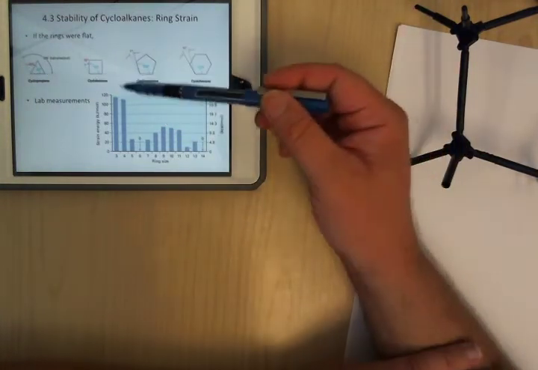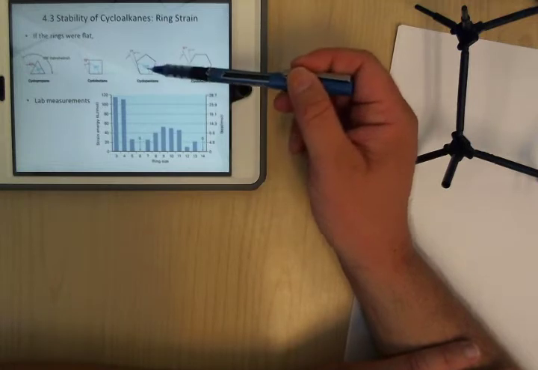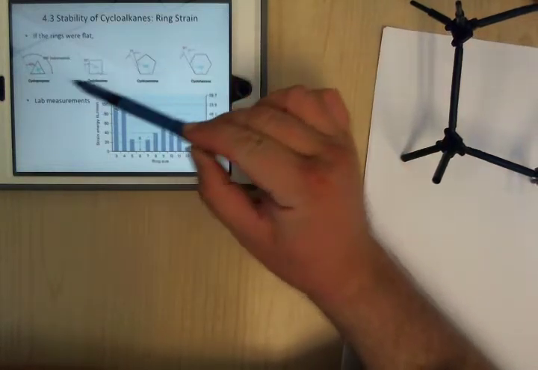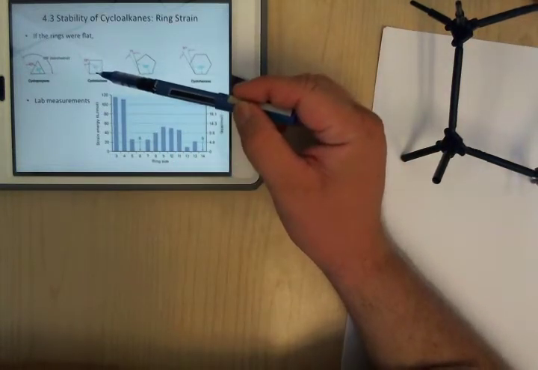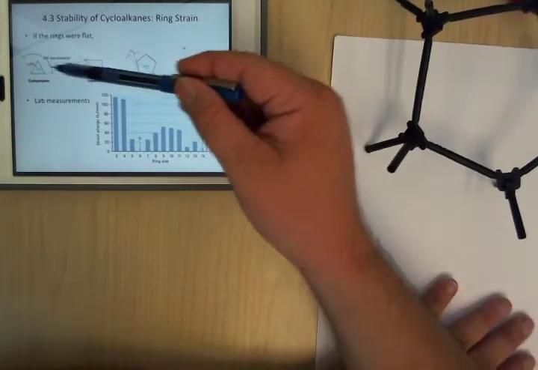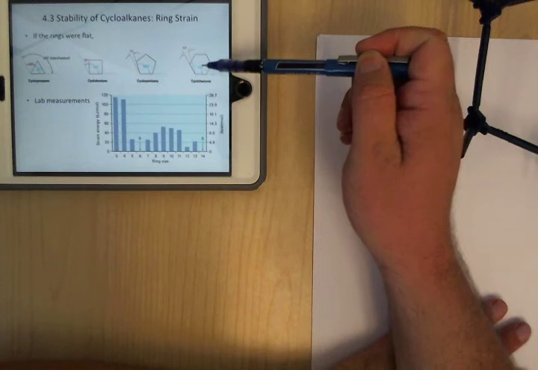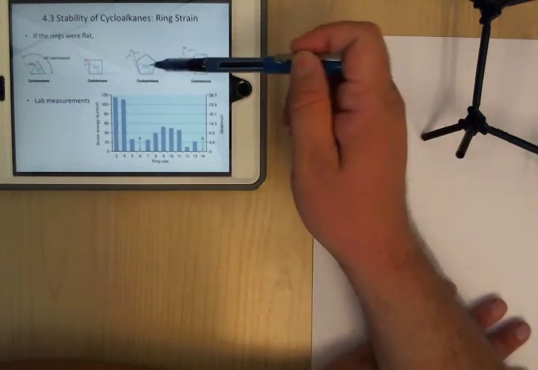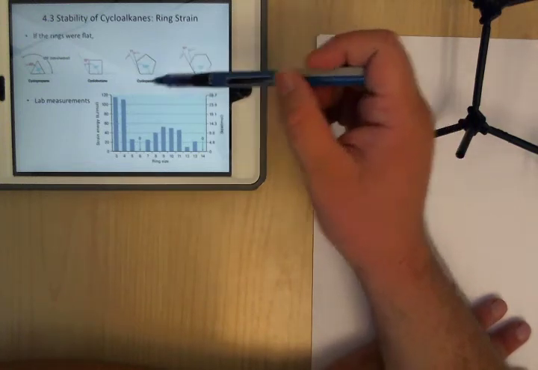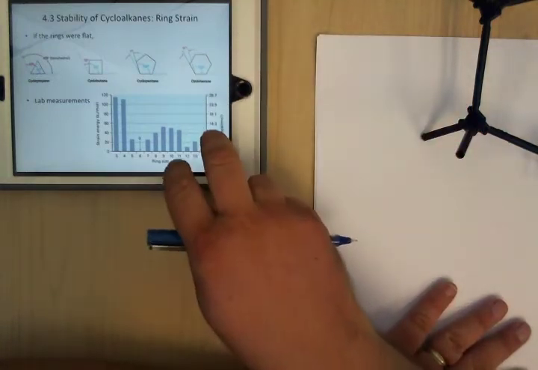But what you found from the lab measurements is that these two are actually reversed. These two are still terrible. These things are really unstable. But in fact, cyclohexane was the more stable of these two rings. Okay, and it really took a long time to figure out why.